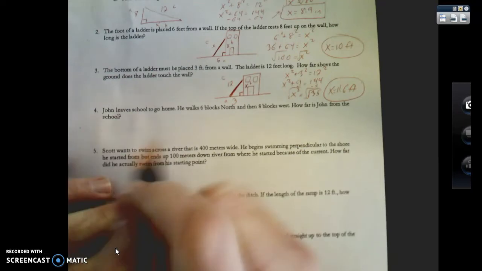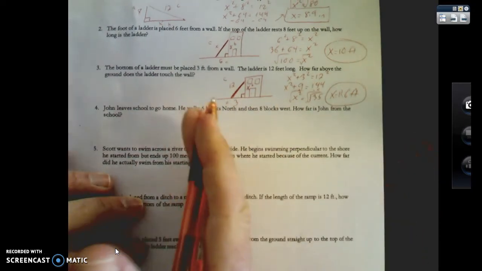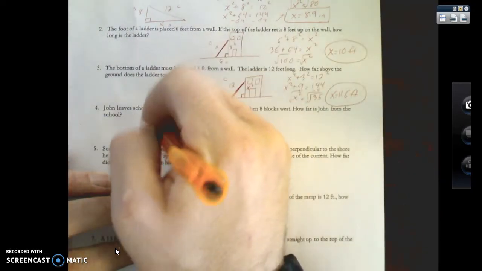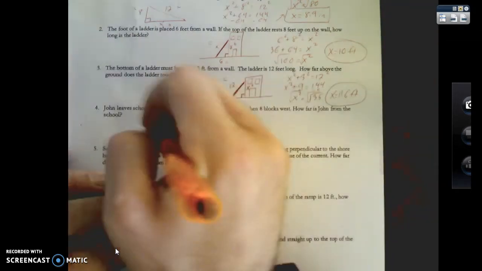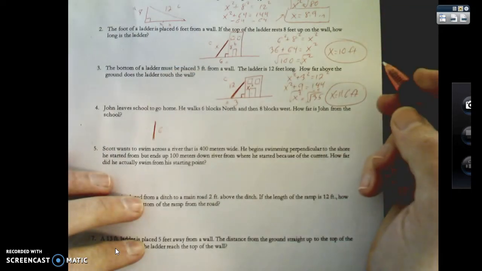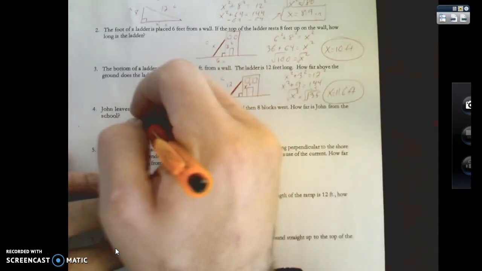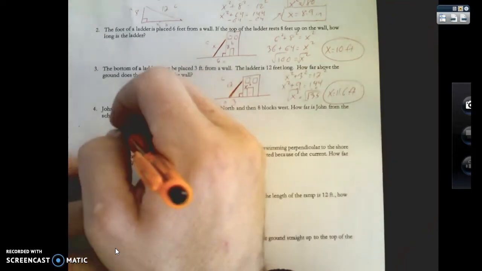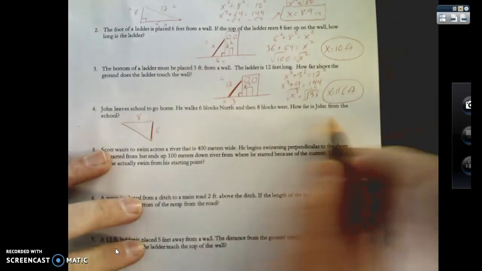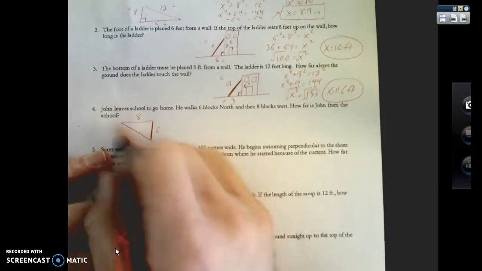He walks 6 blocks north and he walks 8 blocks west. How far is John from the school? Okay, so think about this. North is straight up. So John's walking straight up 6 blocks. Then he walks west. W-E, west. So I'm going to the left. 8 blocks. Okay, and you want to know how far is he from the school to his home?